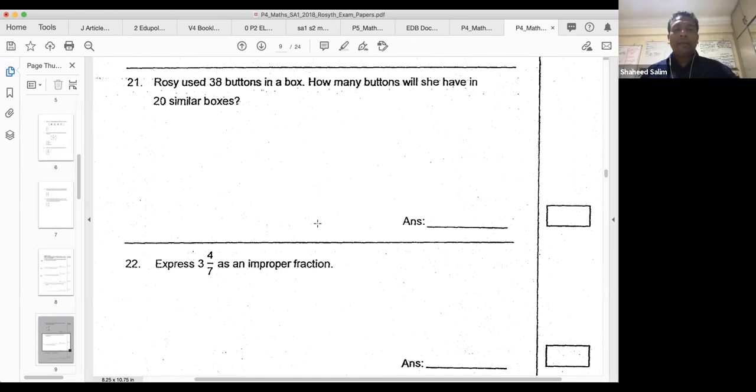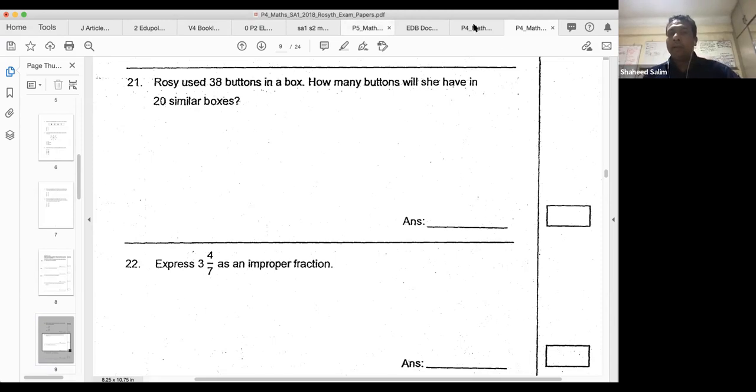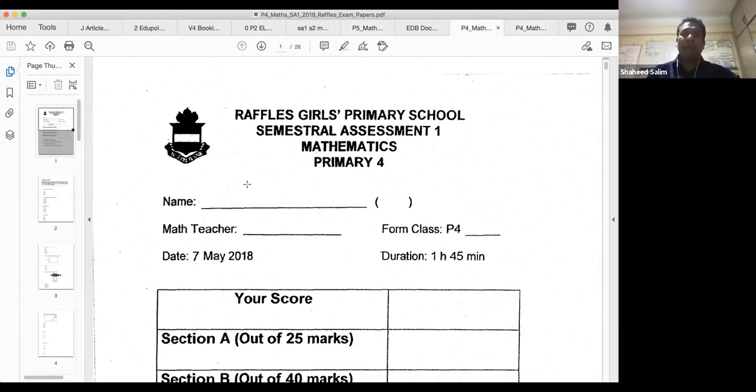Let's try. Come on, let's try. Rosie used 38 buttons in a box. How many buttons did she have? Okay, I tell you what, we will move on to the next one. I move on because I think you are getting a little bit tired. If I don't, we start again now.